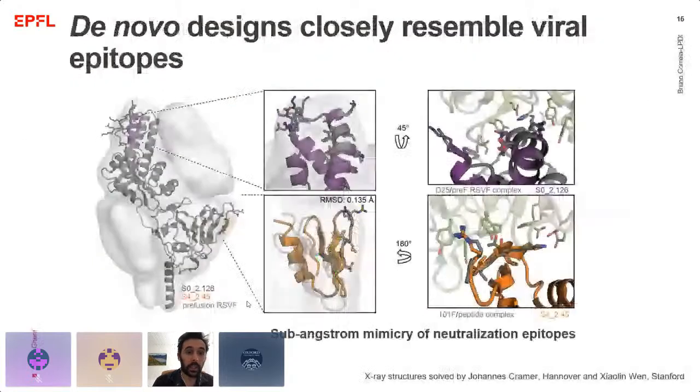When we compare the de novo immunogens that we've designed with the epitopes shown in the viral proteins, we can see that the structural mimicry is very close. That's essentially what you see here for these 2 epitopes that we have designed de novo proteins for. Next slide, please.